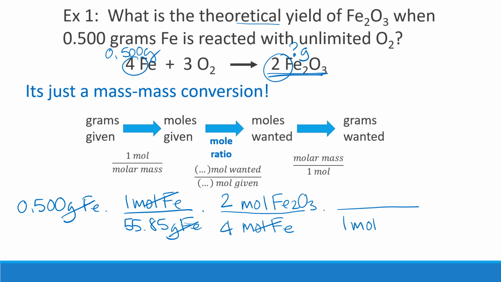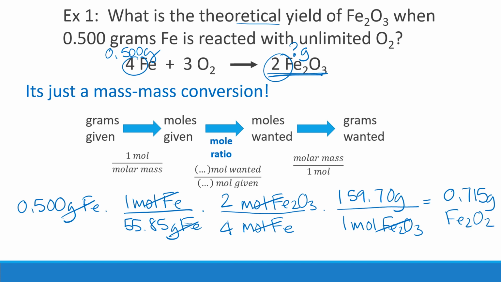So 1 mole Fe2O3, and the molar mass of Fe2O3 is 159.70 grams. Right, and run that through my calculator, I get 0.715 grams of Fe2O3. That is my theoretical yield. I calculated it. I didn't actually make it in the lab.